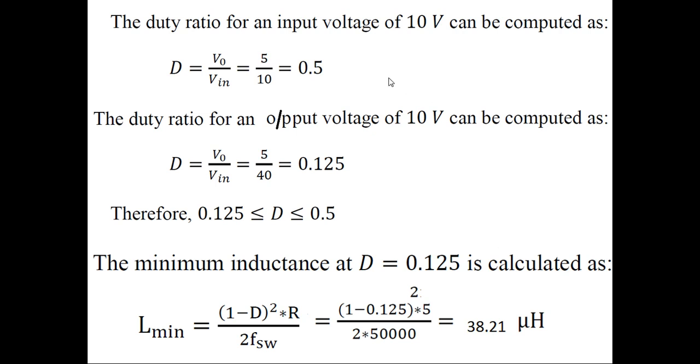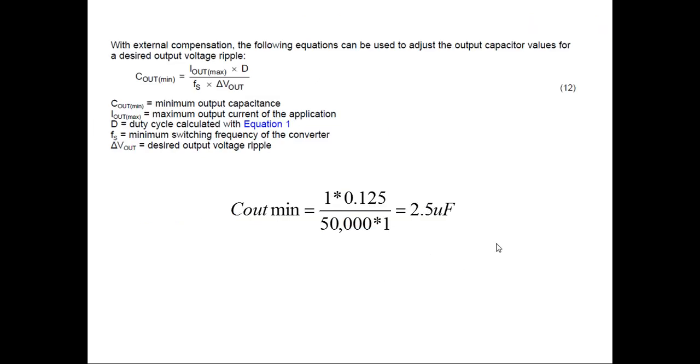So the duty ratio D would be V0 upon V, that is 5 by 10 equals 0.5. This duty ratio is for an output voltage of 10 volt, this is for 5 volt, 5 by 10, and this is for 5 by 40. Sorry, for the output voltage of 40 volt, it is 0.125. So 0.125 to 0.5 is the duty cycle, and the minimum inductance accordingly is 38.21 microhenry. Similarly, C out minimum is 2.5 microfarad.